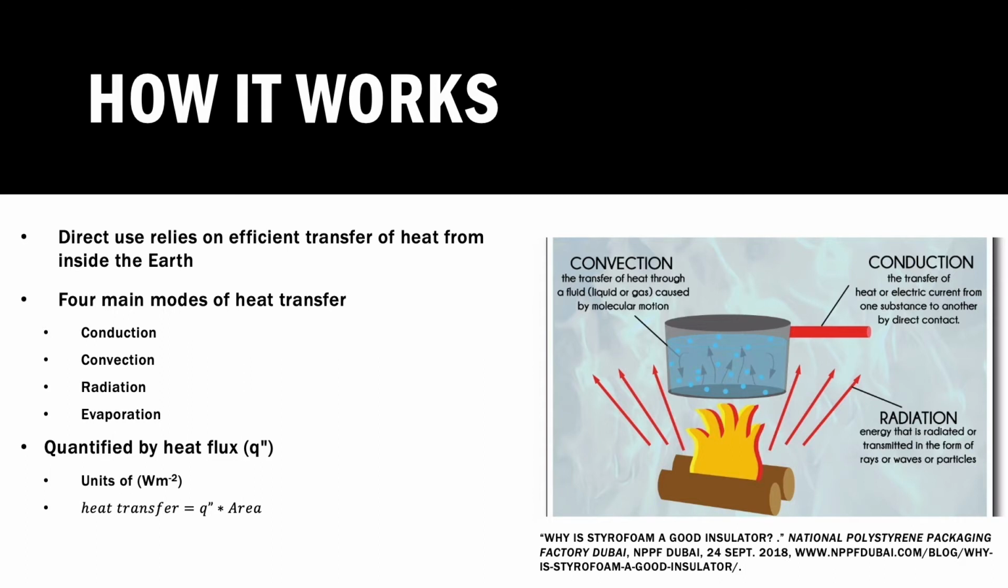It will be seen that while not well known, evaporation can be a dominant mode of heat transfer in these systems. A representative quantity of heat transfer is the heat flux. It is measured in units of watts per meter squared or joules per second per meter squared. In order to calculate the total amount of heat transferred, this flux is multiplied by the involved area. It will be seen that these modes do not occur separately, and instead all play a part in the direct use systems and must be accounted for.